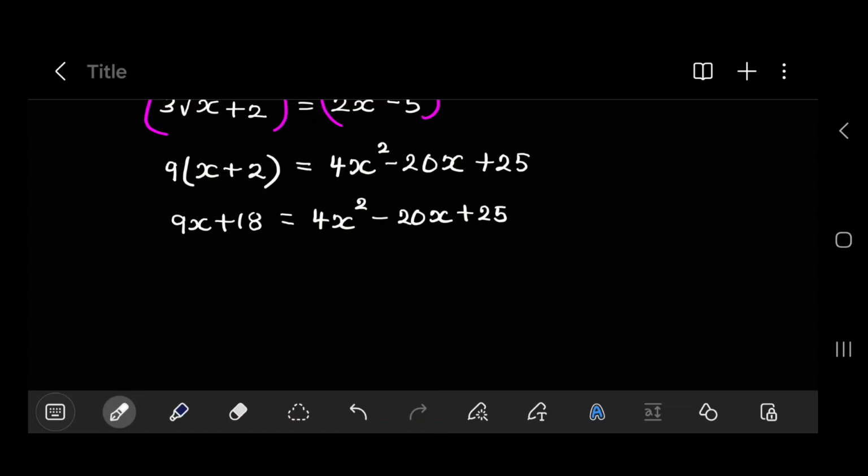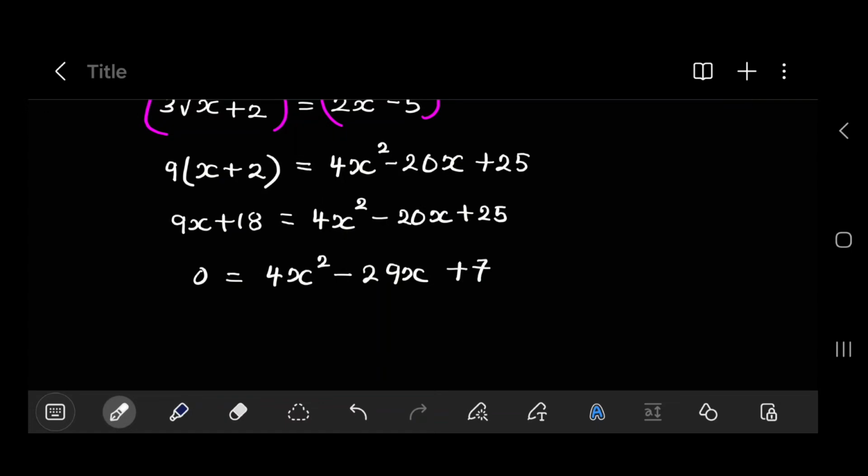Now let's get everything over to one side. Since my x squared term is positive on the right, I'm going to take everything over to the right-hand side. Taking the 9x over to the right, it's going to subtract. We get negative 29x. Taking the 18 over to the right, it will subtract. 25 minus 18 gives you 7.